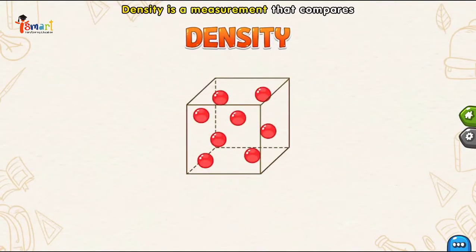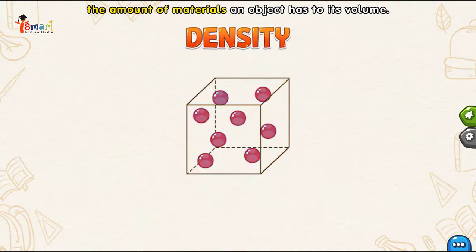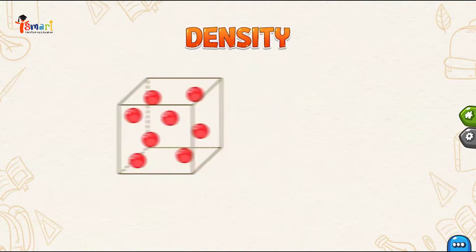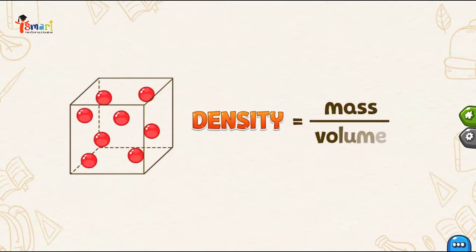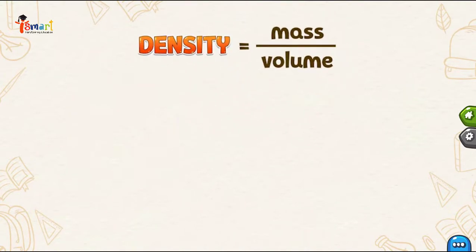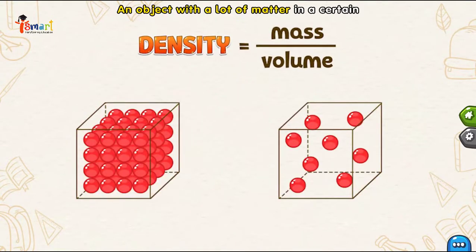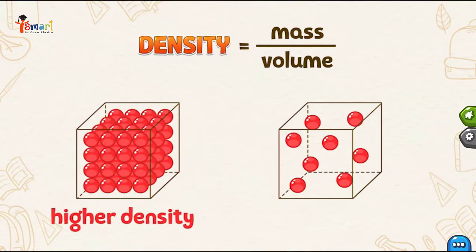Density is a measurement that compares the amount of materials an object has to its volume. Density is the mass of an object divided by its volume. An object with a lot of matter in a certain amount of volume has higher density. An object with less matter in the same amount of volume has lower density.